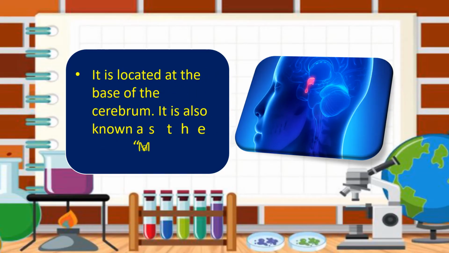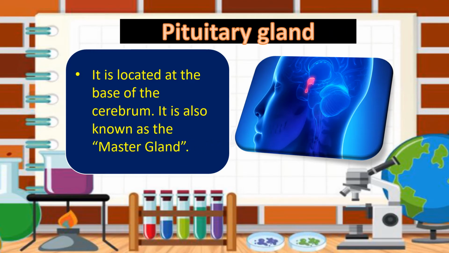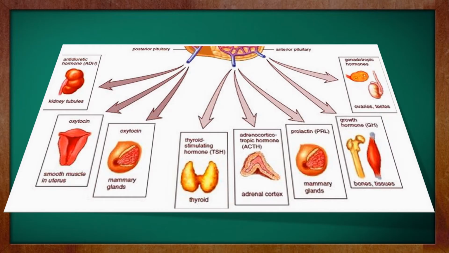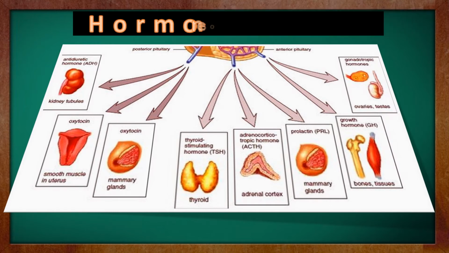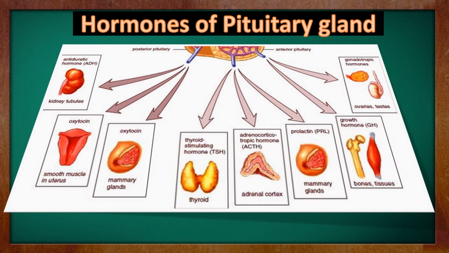Okay, so let's discuss first the pituitary gland. The pituitary gland is located at the base of the cerebrum. It is also known as the master gland. Okay, so this is our cerebrum here. Then this is our pituitary gland, the master gland. So the following are the hormones of the pituitary gland.